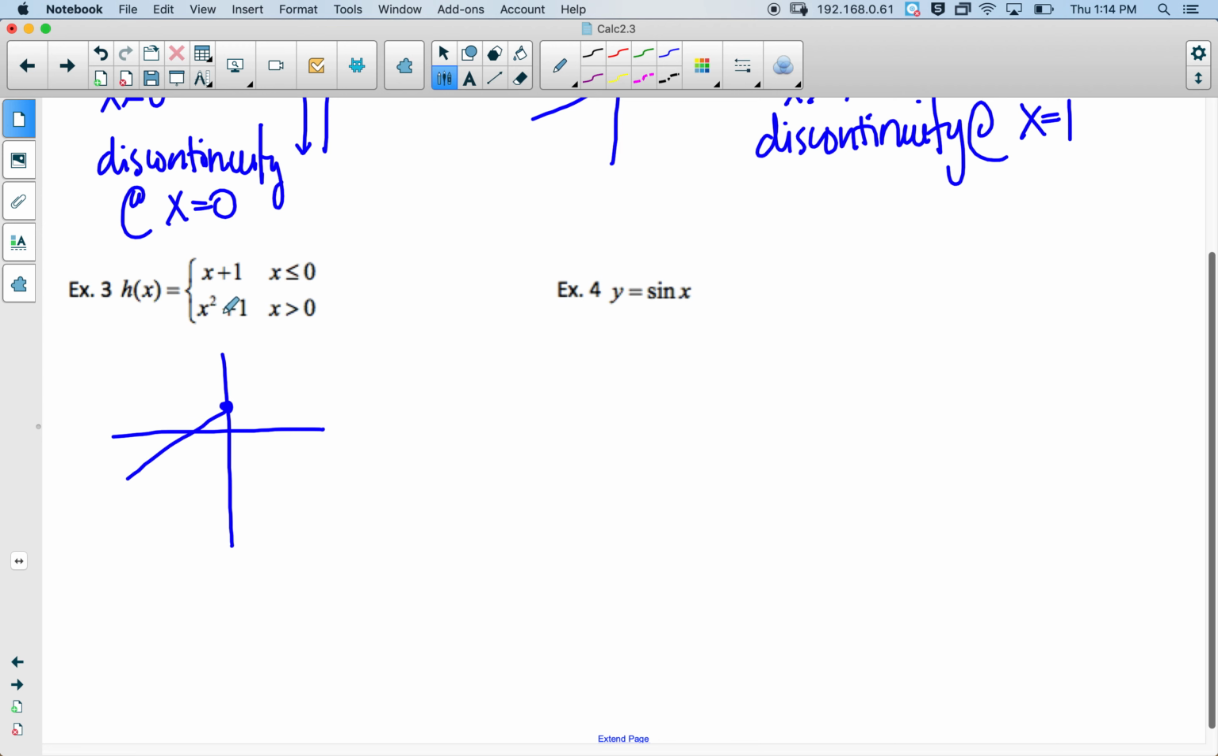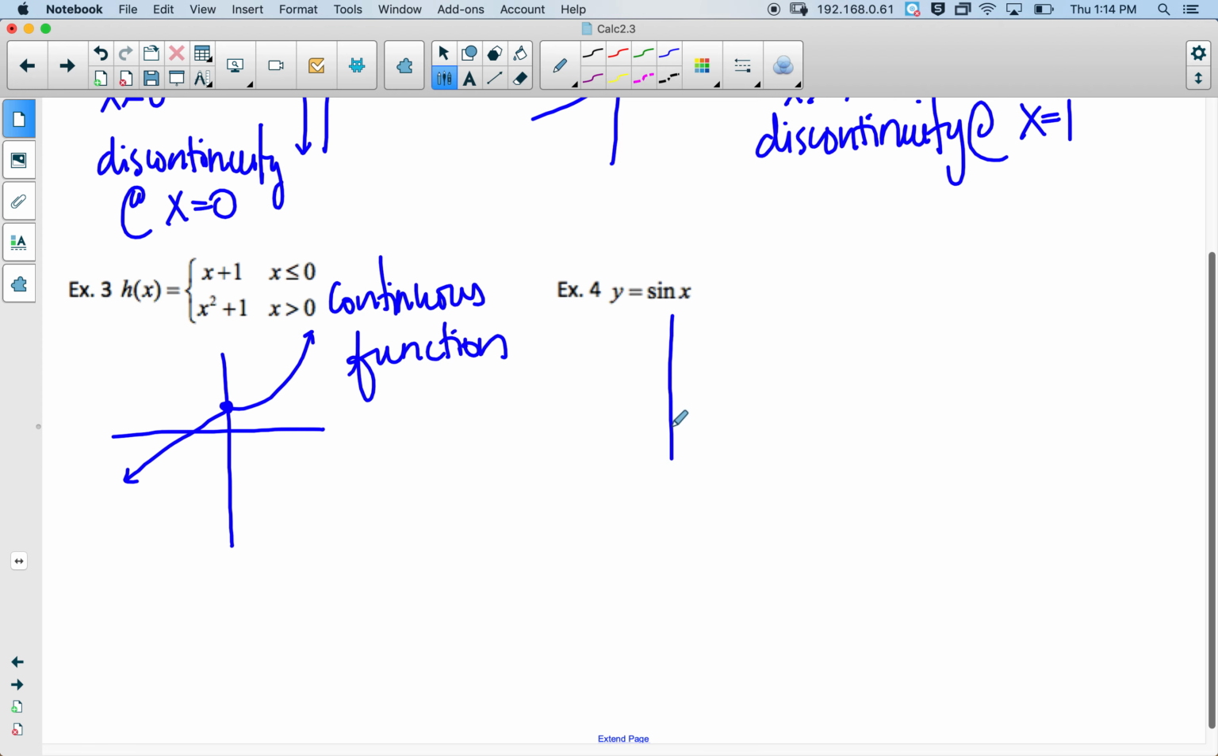And then for all values greater than 0, so it's going to get infinitely close to 0, but not at 0, we have x squared plus 1, which is a parabola with a vertex at 0, 1. So it looks like this. So this actually is a continuous function. So I would never have to lift my pencil up, and the limit from the left is equal to the limit from the right at all values on that function.